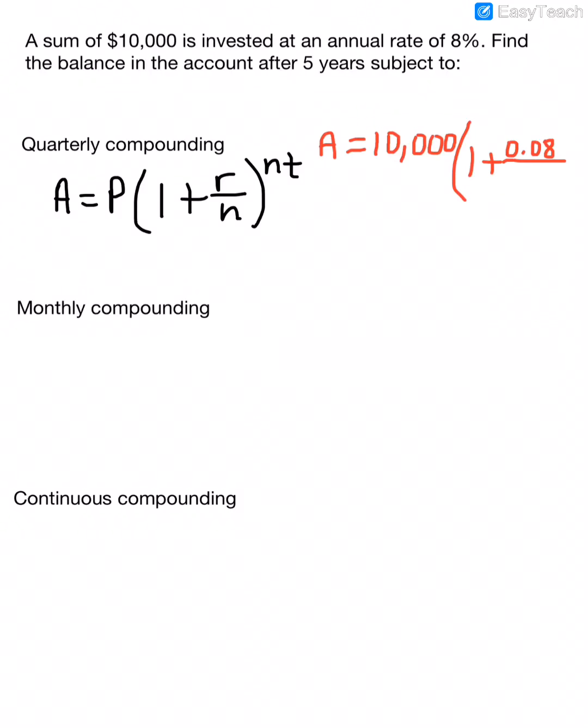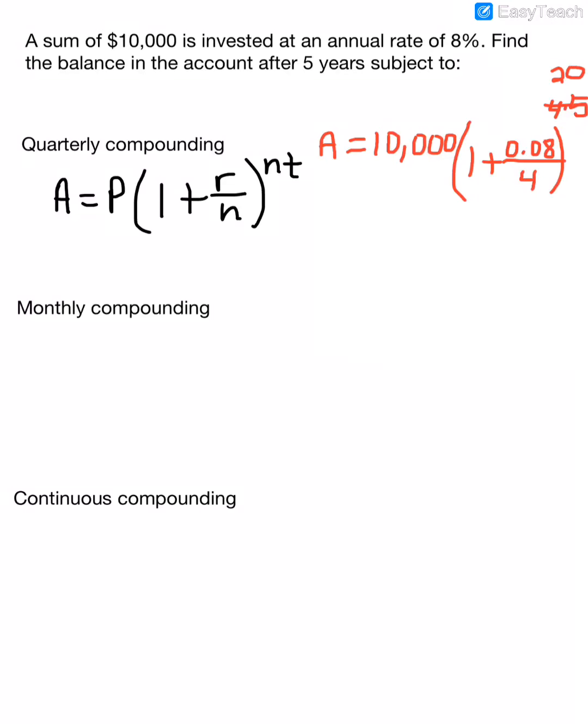And then N is the number of times per year. Well, we're doing quarterly compounding, so the number of times per year would be 4 times a year. And then it's raised to the N times T power. So N again is 4, and then T in this case would be 5 because it's for 5 years. So you could either leave it as 4 times 5, or you could multiply that out and raise it to the 20th power.